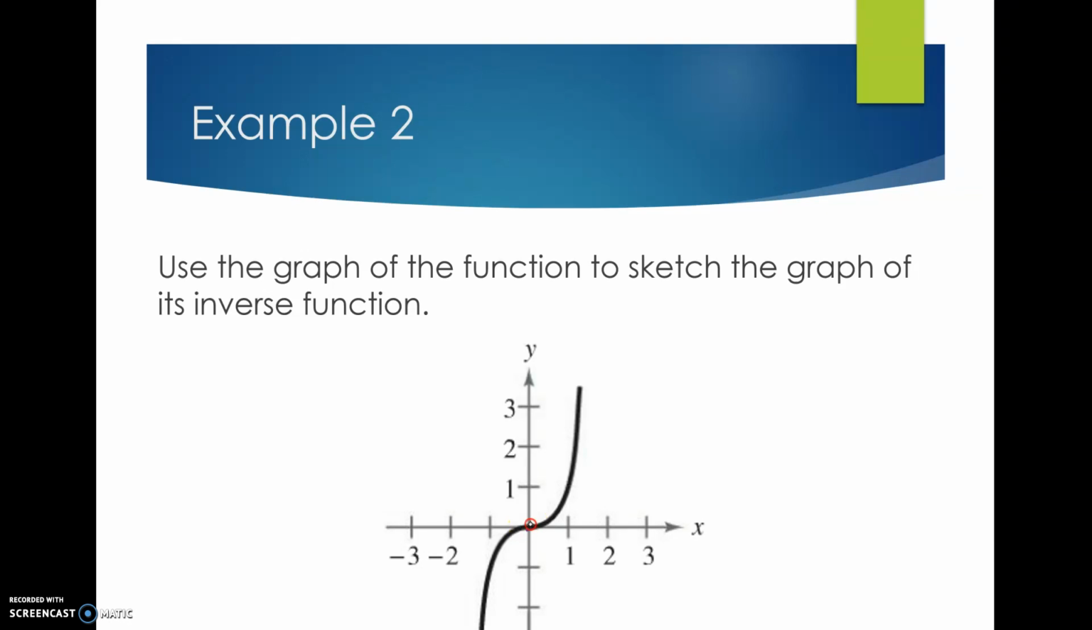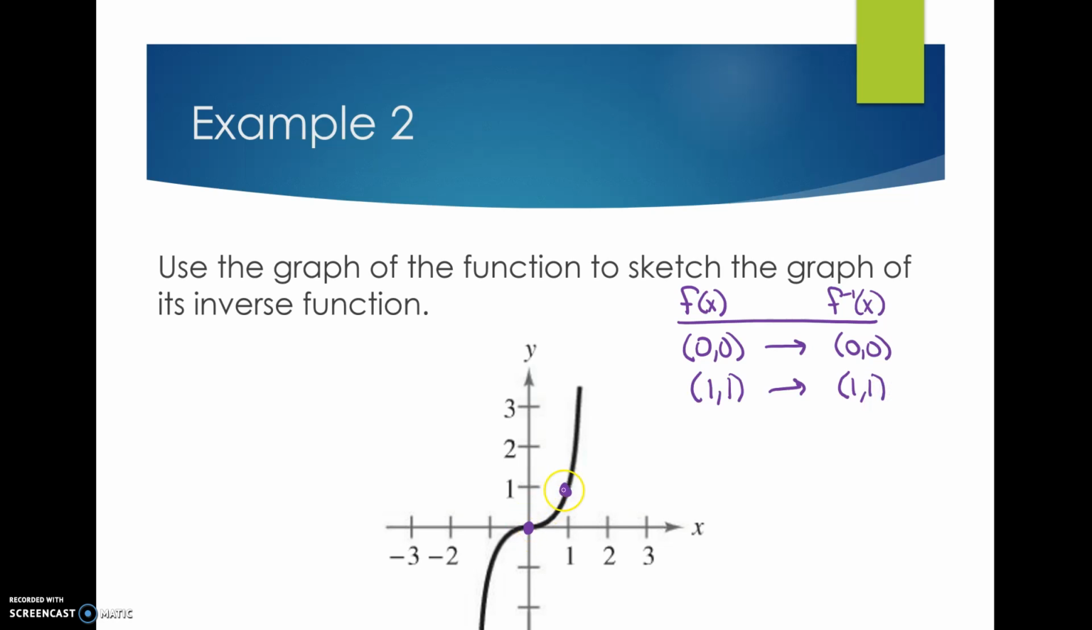Well, here's the point (0, 0). Let's look at points on f of x and points on f inverse of x. So if I've got the point (0, 0), on the inverse, we would switch x and y. So what would (0, 0) become? (0, 0). So the point (0, 0) is going to be on the inverse. We will need to make sure that our graph goes through (0, 0). We also have the point (1, 1), which will also be (1, 1). So our graph is going to need to go through that.